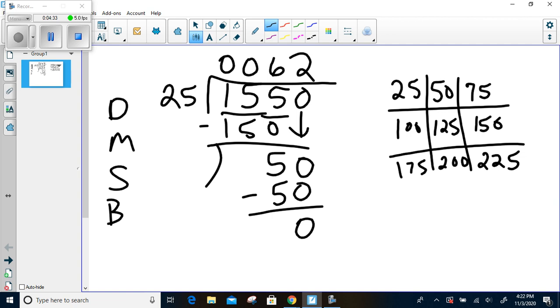Now, as you get more and more comfortable, you may not need to use the check marks on the DMSB, but if they help you figure out where you are, by all means, keep checking. I have been doing this for several decades now, and so I don't always have to practice, so sometimes you'll see me skip it, but if it helps you, then you need to keep doing it. All right, so in this case, 1,550 divided by 25 is indeed 62.